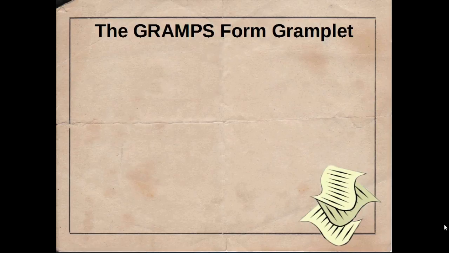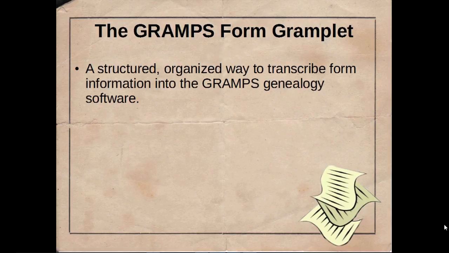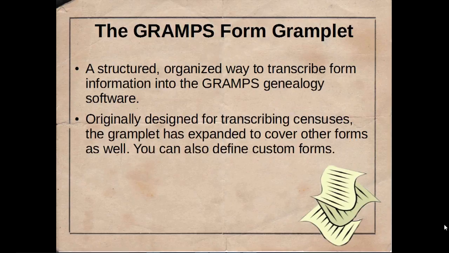And I'm going to make a video for you today about something that's excited me a lot over the past few weeks, and that is the forms Gramplet that you can install for the GRAMPS genealogy software. What is the forms Gramplet? Well, it is a structured, organized way to transcribe form information into the GRAMPS genealogy software. It was originally designed for transcribing censuses, but the Gramplet has expanded to cover other forms as well.